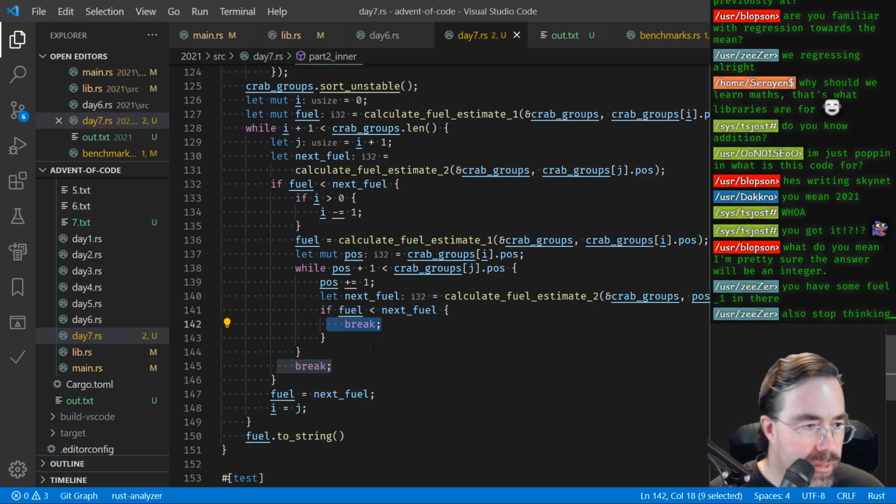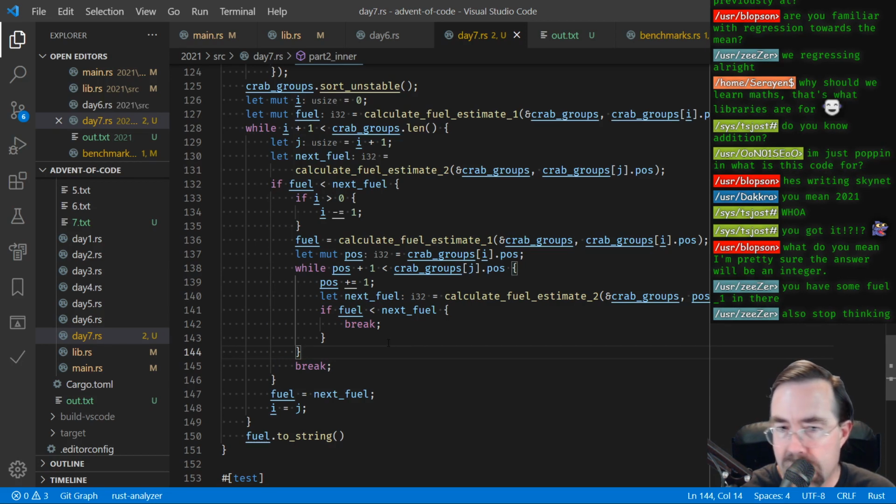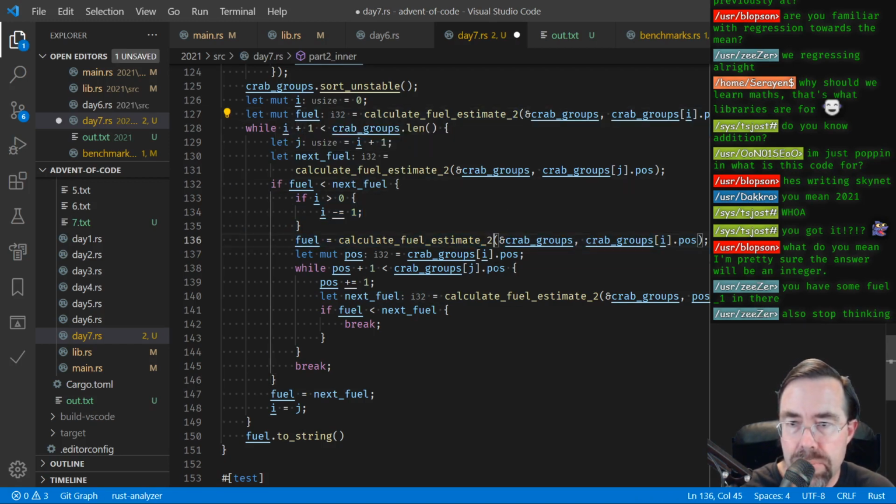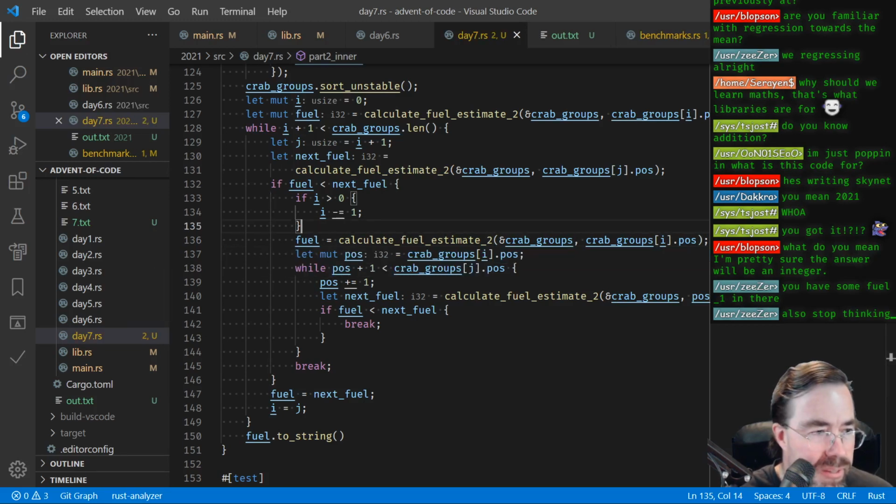So does this look good? You have some fuel 1 in there? Do I? I probably already fixed it. So let's see. If we found the place to narrow in on, we're going to step back 1 position because we might have already passed the optimal point. Calculate the fuel. Oh, that's where it is. I see. 2 and 2, right? Thank you. Also stop thinking. Yeah, I'm thinking too much. Exactly. I just need to do it.